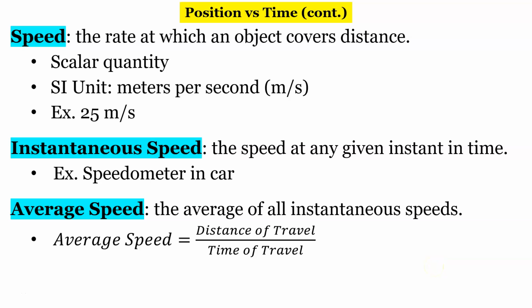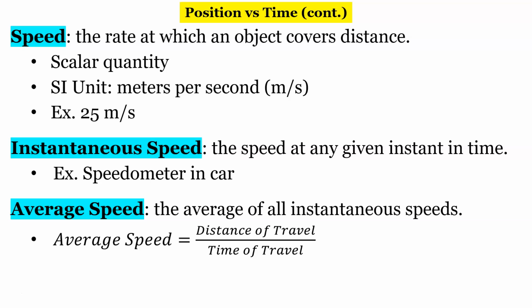In this lesson, we're going to go through speed and velocity. You may have heard those terms used interchangeably, but they're not the same thing. So let's start with speed. Speed is the rate at which an object covers distance. It's a scalar quantity, meaning there isn't a direction attached to it.